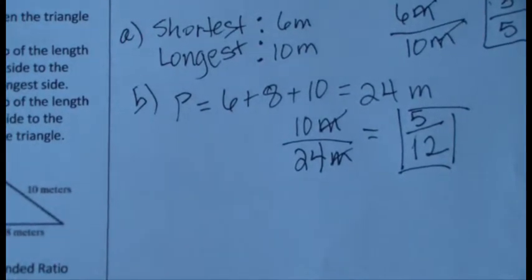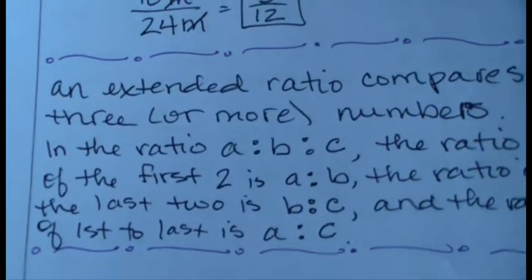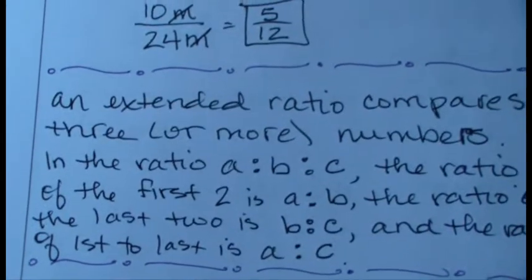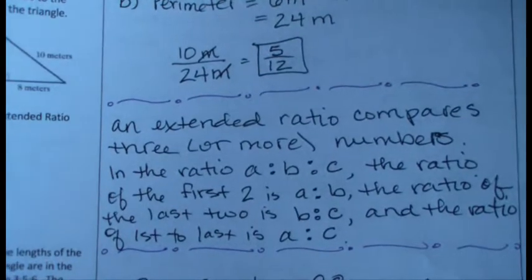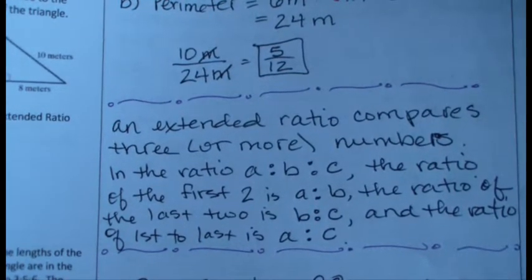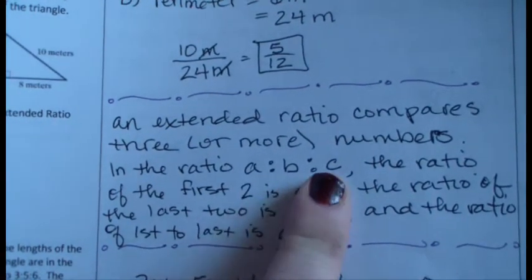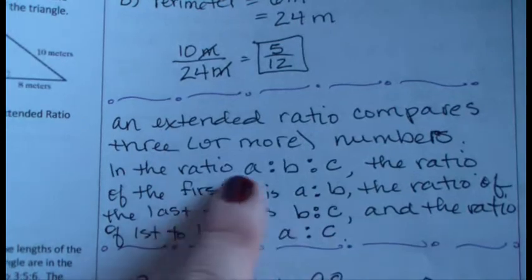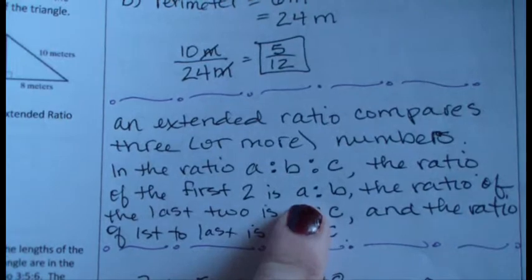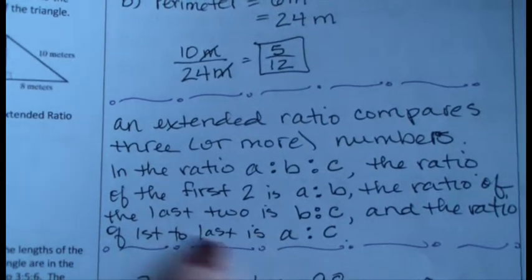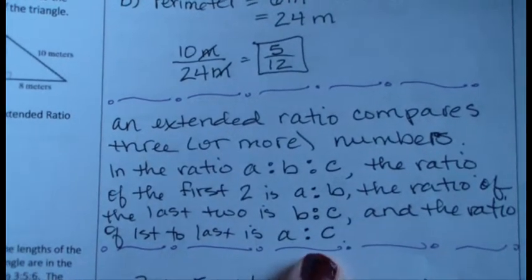So now we are to our definition of extended ratio. An extended ratio compares 3 or more numbers. Instead of just having the ratio of A to B, this time we're going to have the ratio of A to B to C. And that gives us a bunch of different ratios altogether. So it's the ratio of the first two is A to B. Ratio of the last two, sorry, is B to C. And the ratio of the first to the last is A to C.